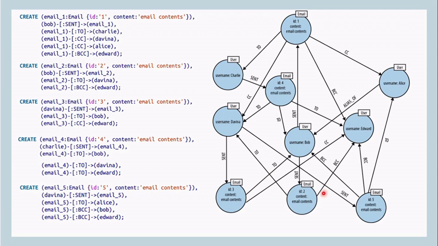For example, we see one more, with id 3. This is the email, and it is being created by the user Davina, and it has been sent, and it is being forwarded to the users Bob and Edward. And similarly, we perform various operations like update and delete.